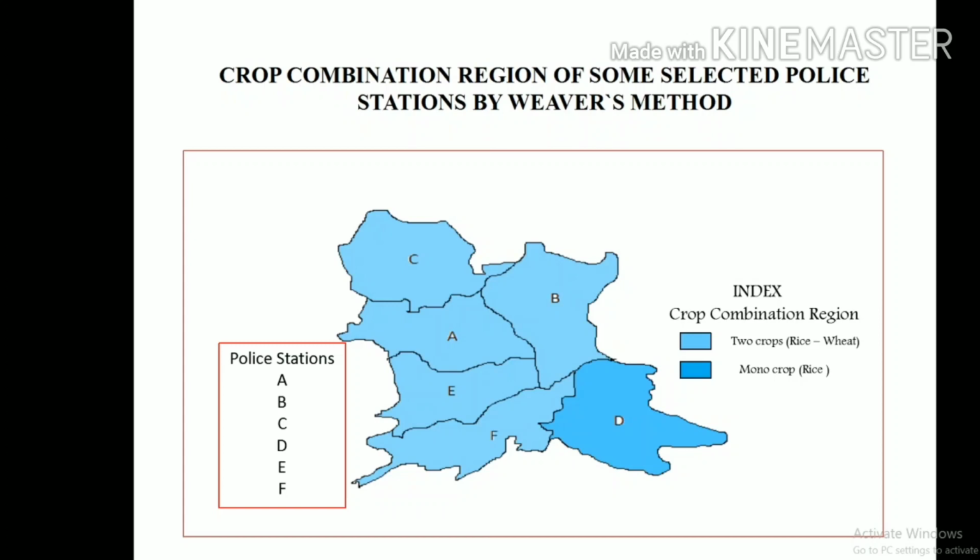The remaining police stations such as A, B, C, E and F have been found to have the lowest crop combination index value for two crops. Therefore, all the police station except police station D represent the significant two crops combination such as rice and wheat. The presence of fertile land, irrigation facility, etc. may help to cultivate the two crops in the given region.